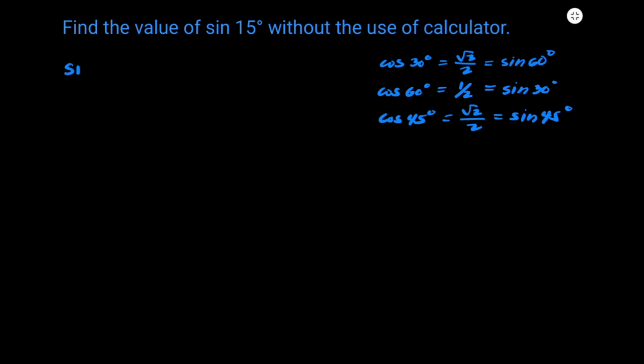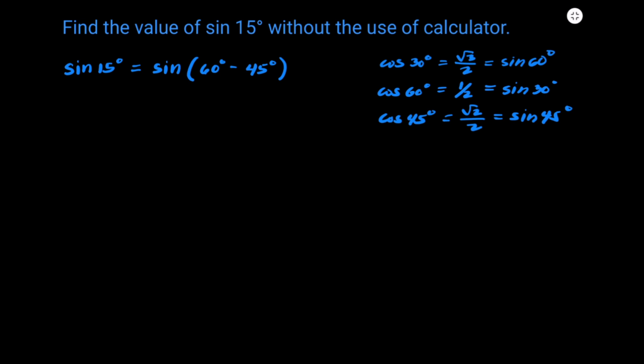What is the value of sine 15 degrees? So we will have an algebraic manipulation here. So sine 15 degrees can be expressed as sine of 60 degrees minus 45 degrees, right? Because 15 is equal to 60 minus 45. All right? And recall the sum and difference identities.